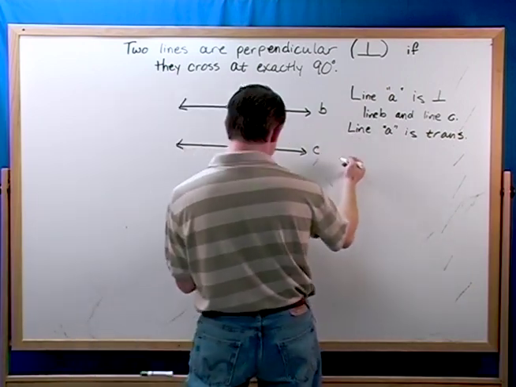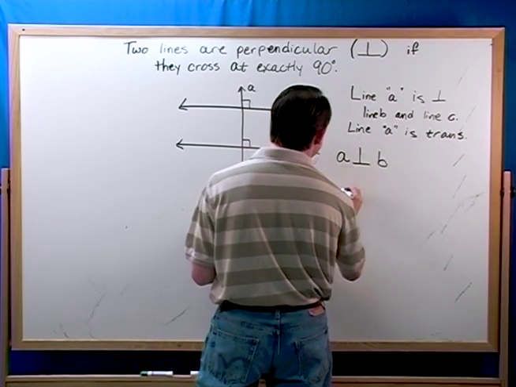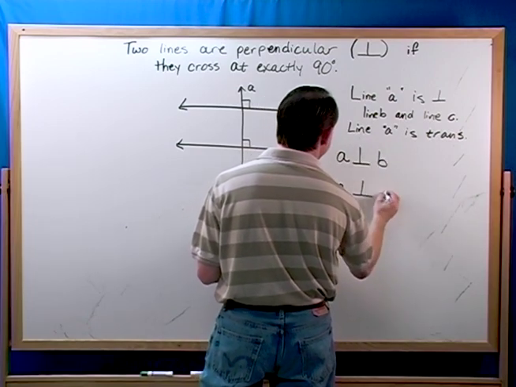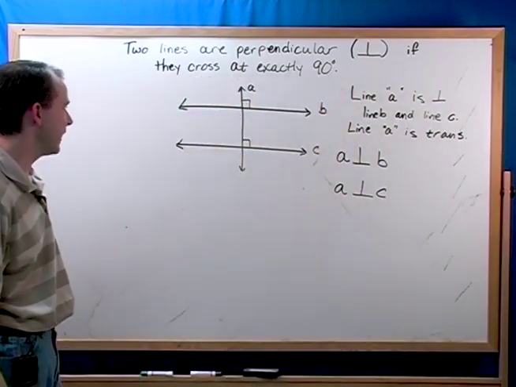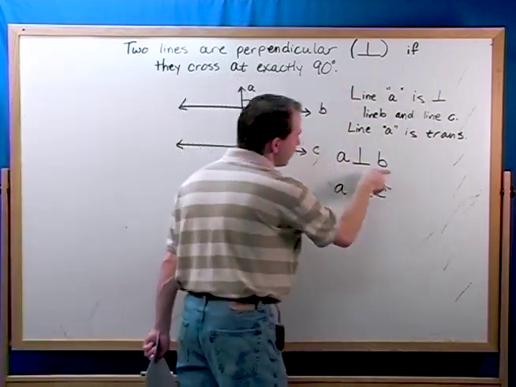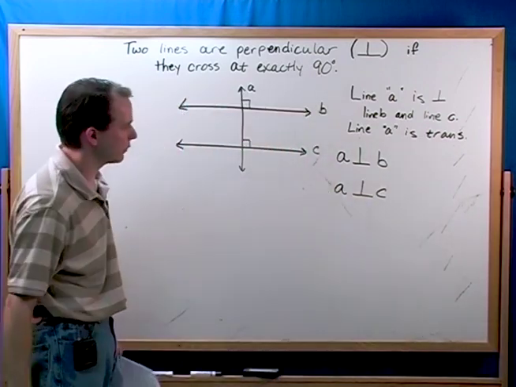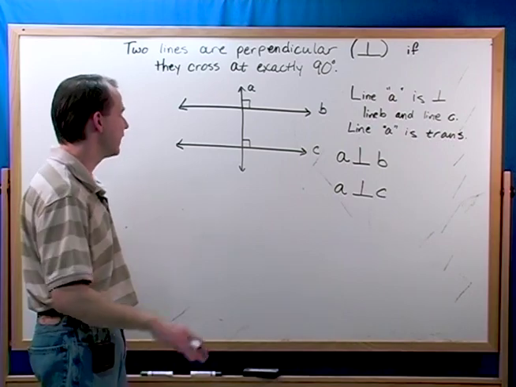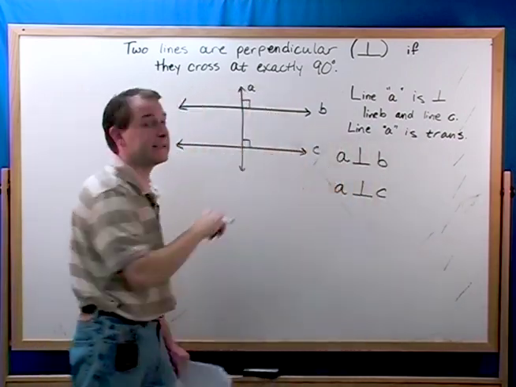So another way you would say this is line A is perpendicular to B. Line A is perpendicular to C. This is the symbol for perpendicular, and that's why I was showing you that above. You'll see that in a lot of your problems. They'll say A is perpendicular to B, or A is perpendicular to F, or something, and that'll tell you that the angle between these two lines is exactly 90 degrees.